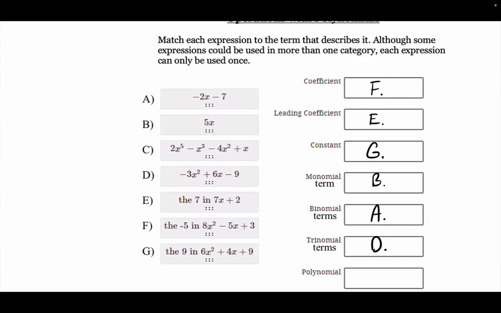Polynomial. Polynomial is just a catch-all. Like these are all polynomials, but polynomial is like calling you a human, right? We're all humans. It's a very big term with a lot of different components. Even though we're all different, we're all humans. So if I just called you human, that wouldn't be wrong, but it's very broad. It's not very specific, right? Monomial is specific. Binomial is specific. Trinomial is specific. Polynomial is like the big term. That is C. Okay, that's C.